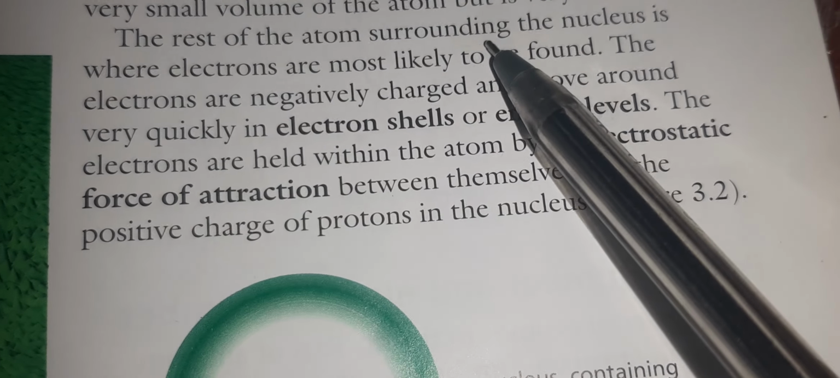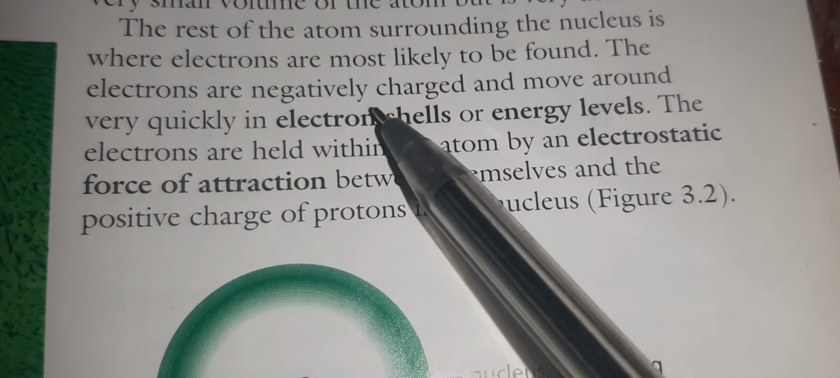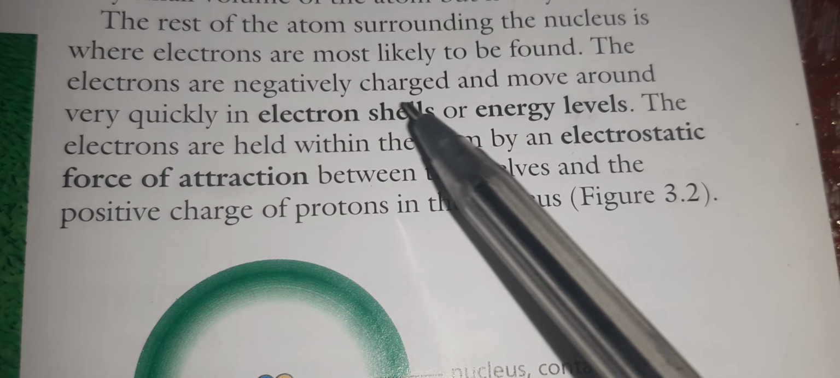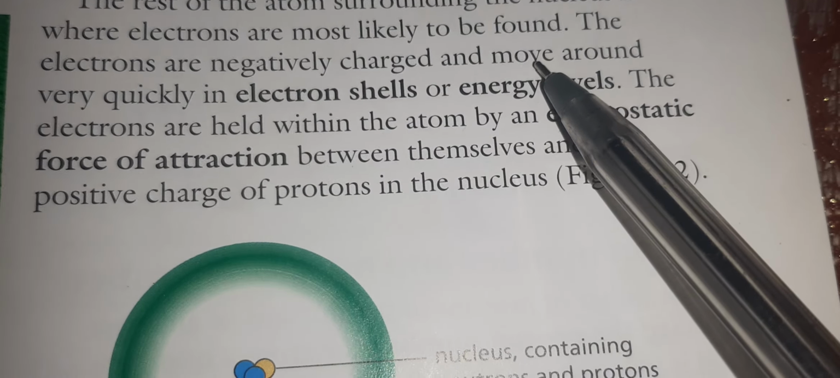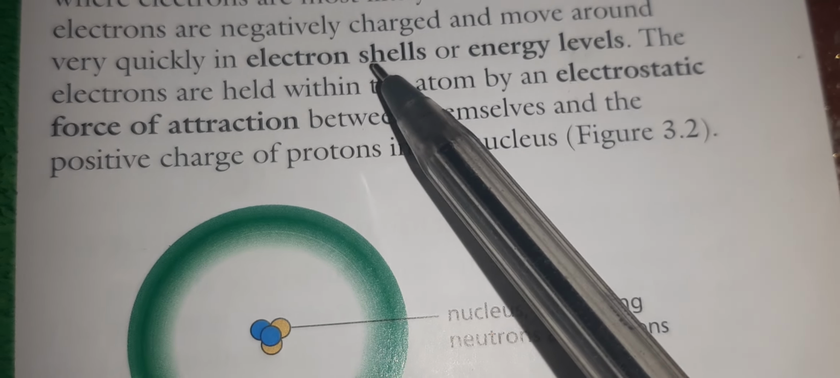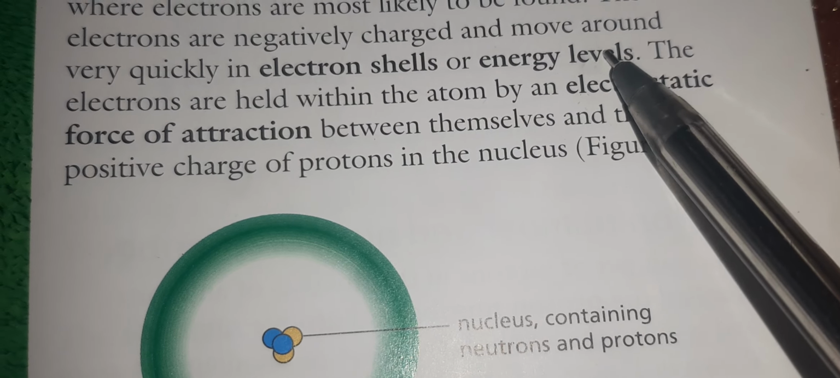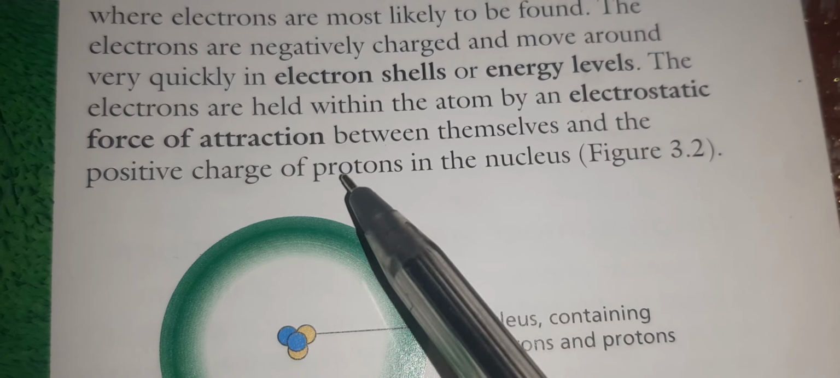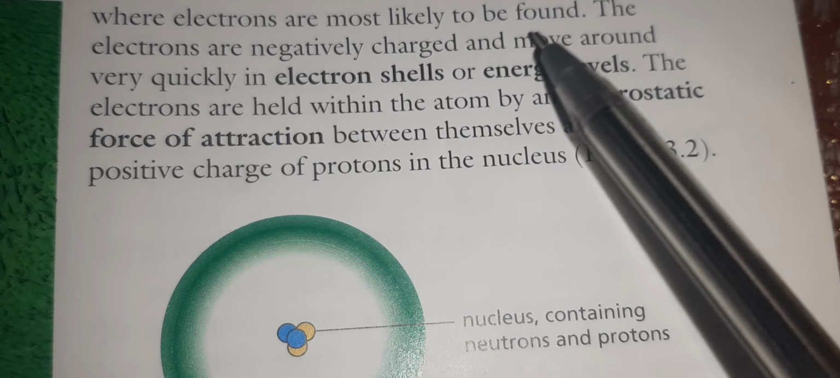The rest of the atom surrounding the nucleus is where electrons are most likely to be found, which we call orbitals or energy levels of electrons. The electrons are negatively charged, having charge opposite to protons, and move around very quickly in electron shells or energy levels. The places where electrons are found around the nucleus are called electron shells or energy levels.